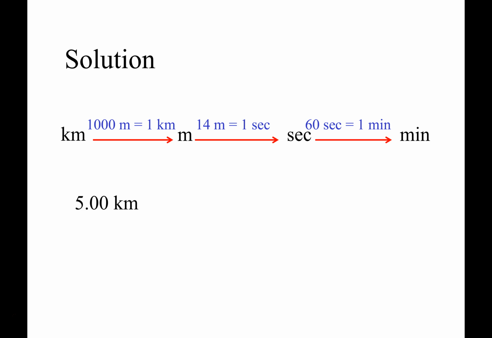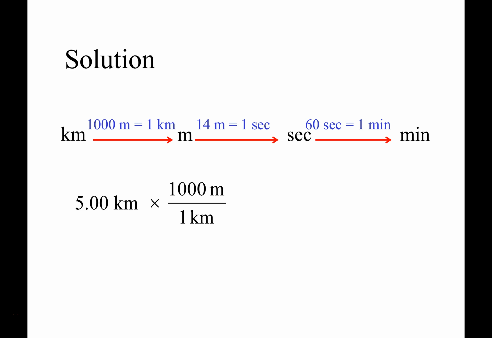Well, just bear with me. If our first term is how far we want to go, if we make our first term 5.00 kilometers over 1, how can we use this relationship between kilometers and meters to get to meters? What do you think? 1,000 meters over 1 kilometer. Yep, 1,000 meters over 1 kilometer. Kilometers cancel, we have meters.